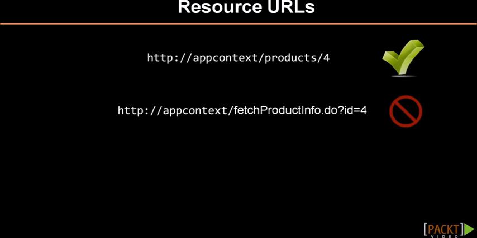Why design URLs this way? The idea is to have URLs that identify resources as standalone entities, independent of the server-side implementation. The client doesn't need to know the existence of a fetch product info controller or action or whatever else is going on in the server. They're just interested in one of the products which has the ID 4. The resource-based URL makes it very clear. This type of URIs are also called element URIs.